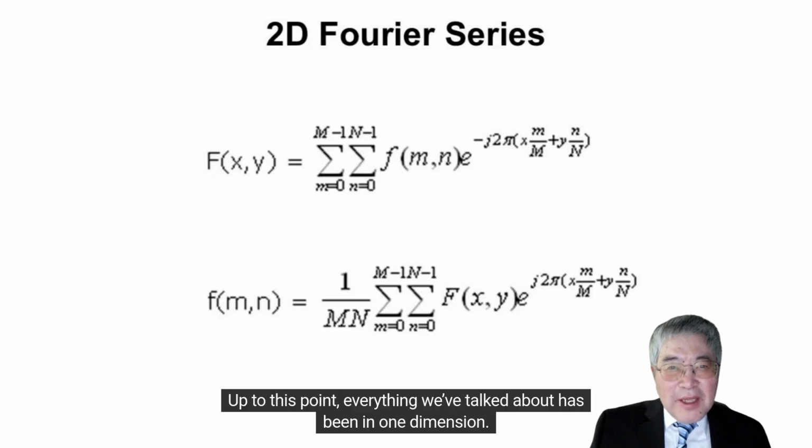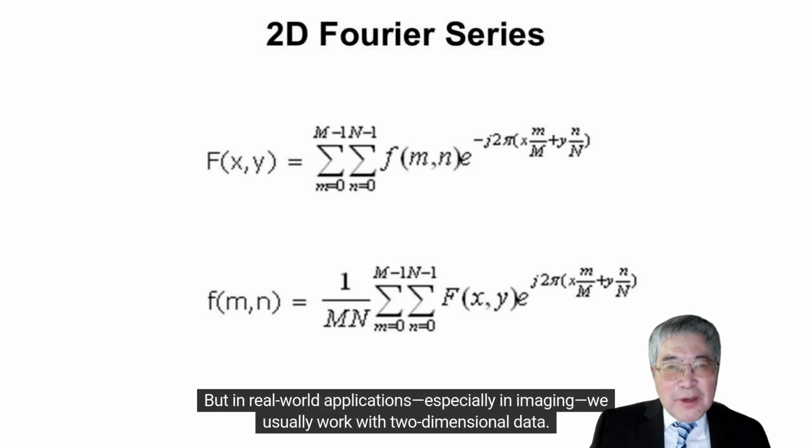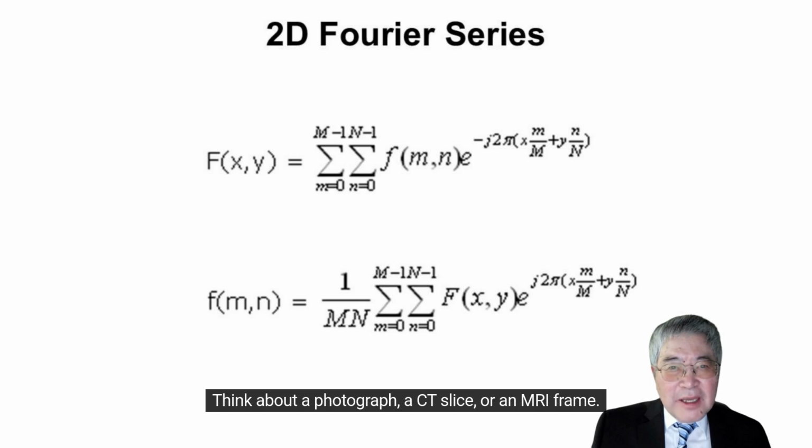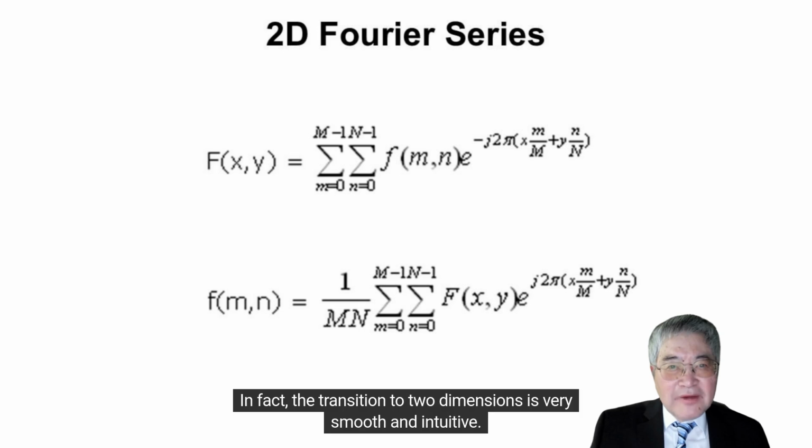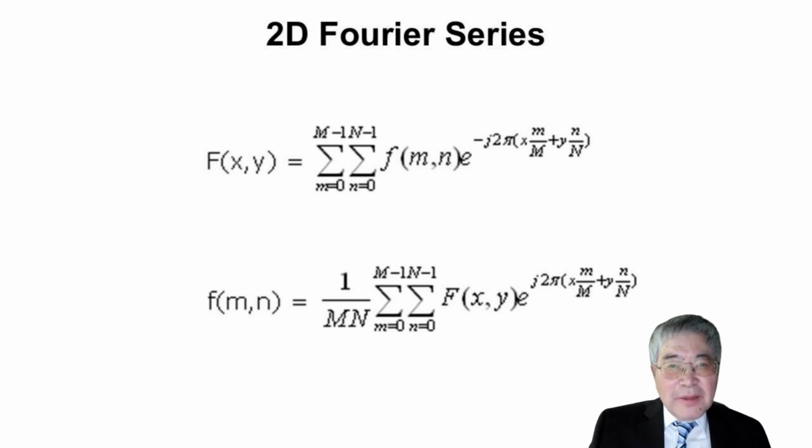Up to this point, everything we've talked about has been in one dimension. But in real-world applications, especially in imaging, we usually work with two-dimensional data. Think about a photograph, a CT slice, or an MRI frame. These are functions of two variables, not just one. So, does the Fourier series still apply? Absolutely. In fact, the transition to two dimensions is very smooth and intuitive.